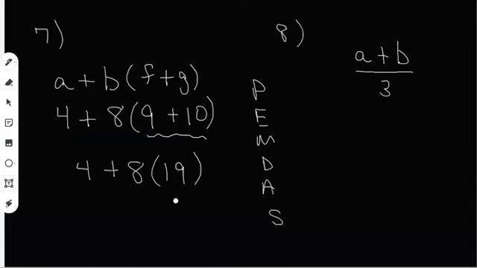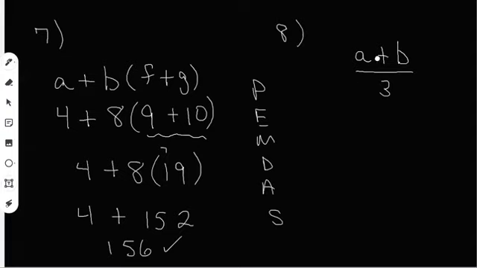So 8 times 19, that's going to be, let's see, 8 times 9 is 72. Carry the 7. 8 times 1 is 8. 8 plus 7 is 15. So that'll be 152. And then I bring down the 4. So now I've got 152 plus 4, and that's going to give me 156. Done. So that's number 7.